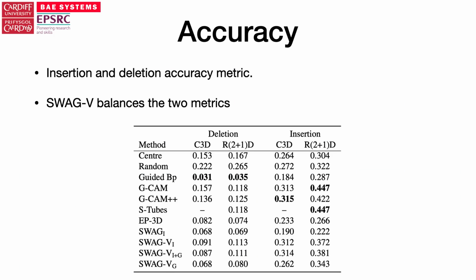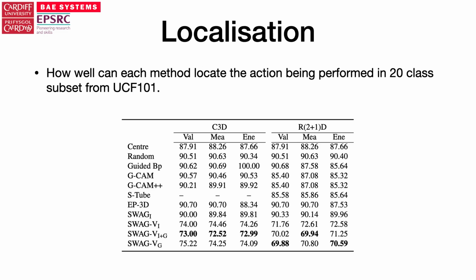We measured the local accuracy of comparable methods using the insertion and deletion metric. We found that the insertion metric favored spatially coarse methods, whilst the deletion metric favored very fine explanations. As our method was designed to give a balance between both the insertion and deletion metrics, it performs comparatively well in both. In addition to accuracy, we also measured how well the explanations are able to locate the action.